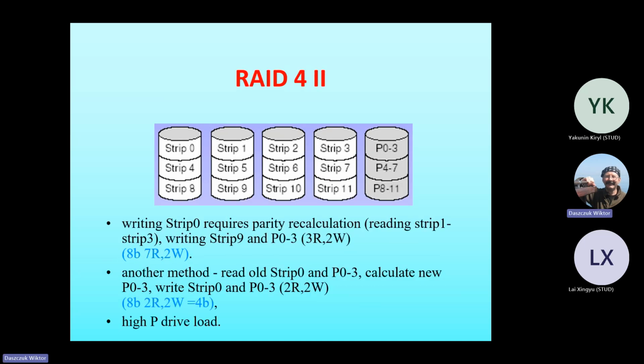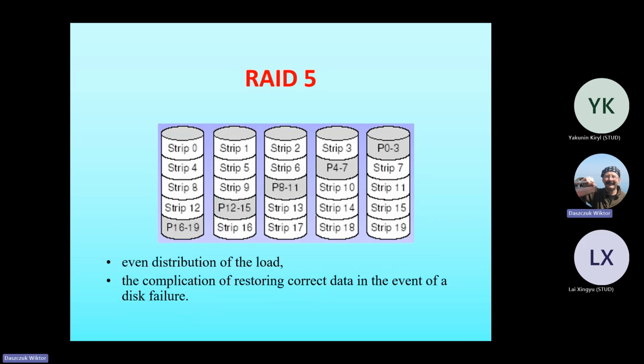However, in this solution, the parity disk is overloaded because every change in every stripe requires a write to this stripe and to parity. So this is heavy load. This disk is heavily loaded. The solution is RAID 5. It differs only in the fact that the parity stripes are disseminated over all disks.